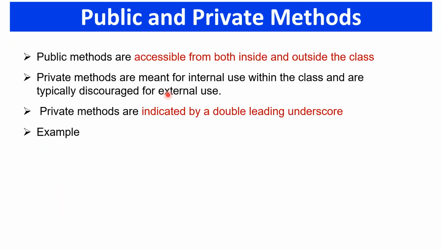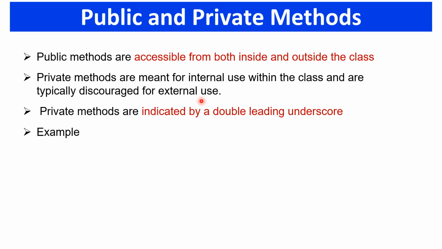Like how we have public and private data members, we also have public and private methods also. Public methods are accessible from both inside and outside the class, like public data members. And private methods are meant for internal use within the class and are typically discouraged for external use.